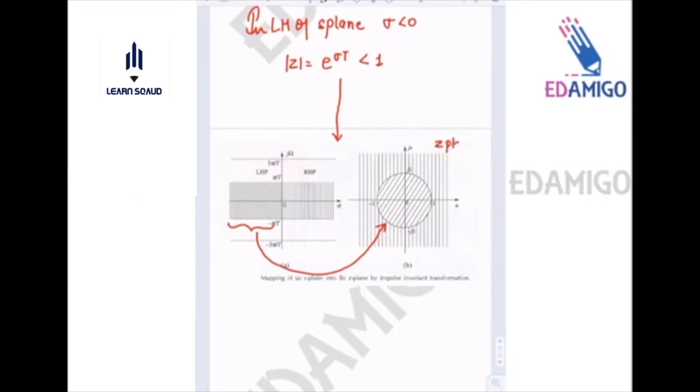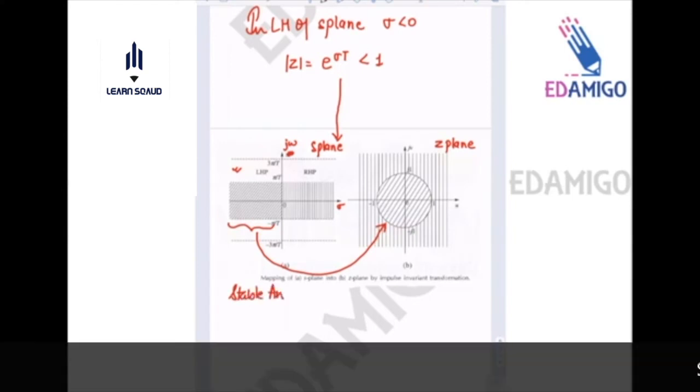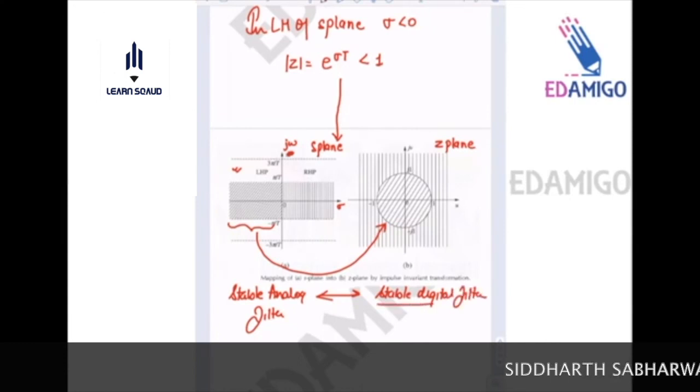So this is the Z plane, this is the S plane with real part sigma and imaginary part j omega. Okay, now, okay, so the whole left half of the S plane is mapped into a unit circle. So this is what we wanted, that is, whenever there is a stable analog filter, it will always lead to a stable digital filter. Okay, always.